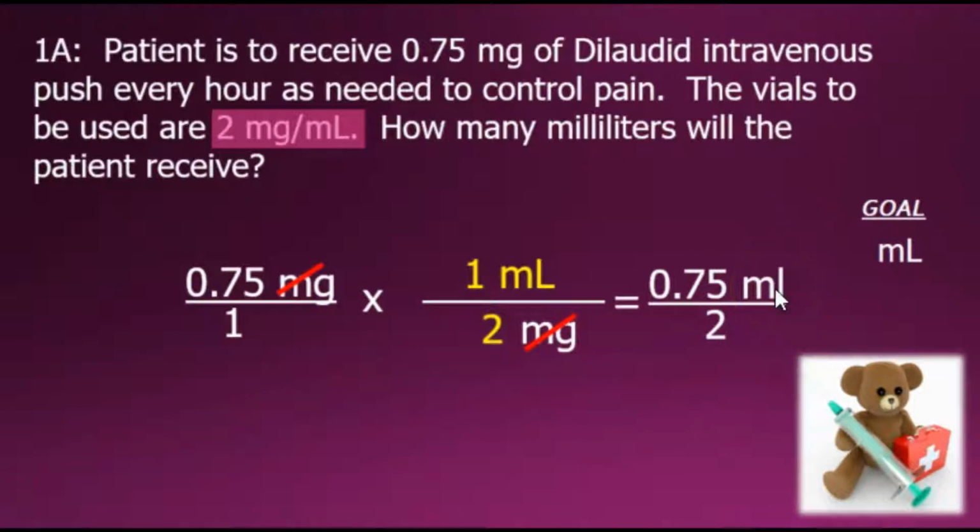Seeing that our unit is in milliliters, which was the goal, the last step then will be to perform the division. 7,500 divided by 2 means that this order now in milliliters is equivalent to 3,750.